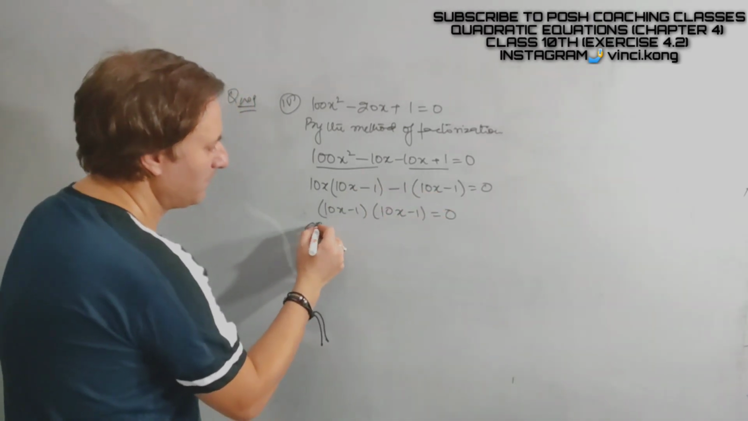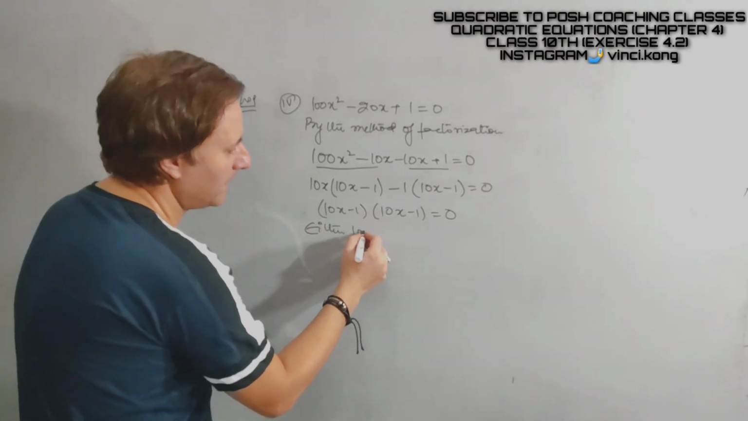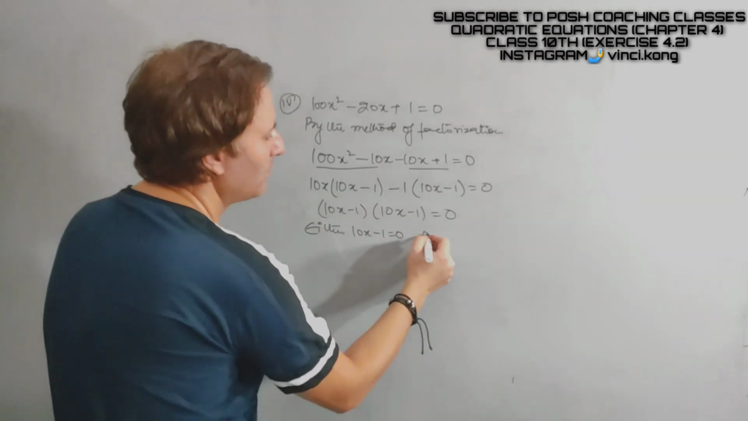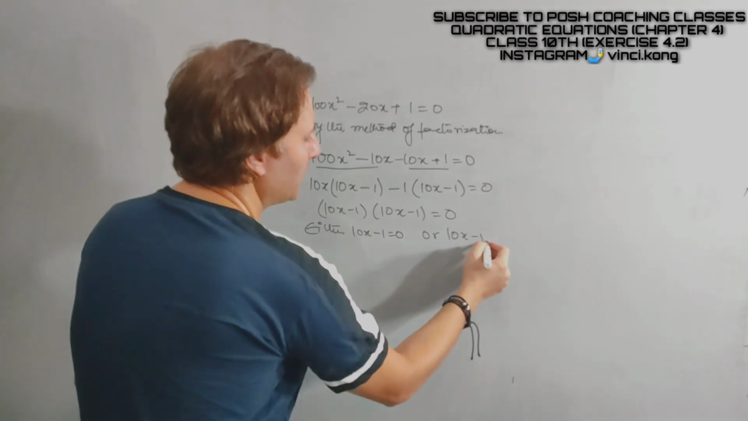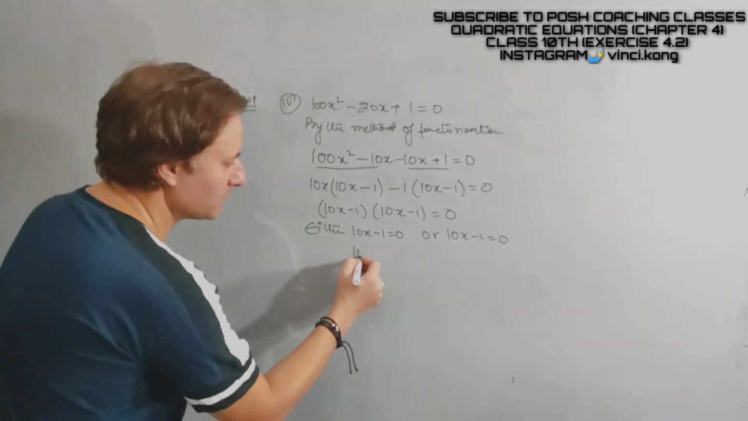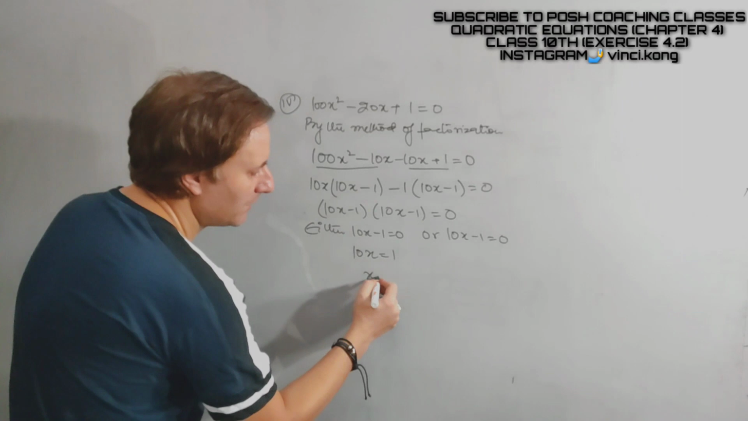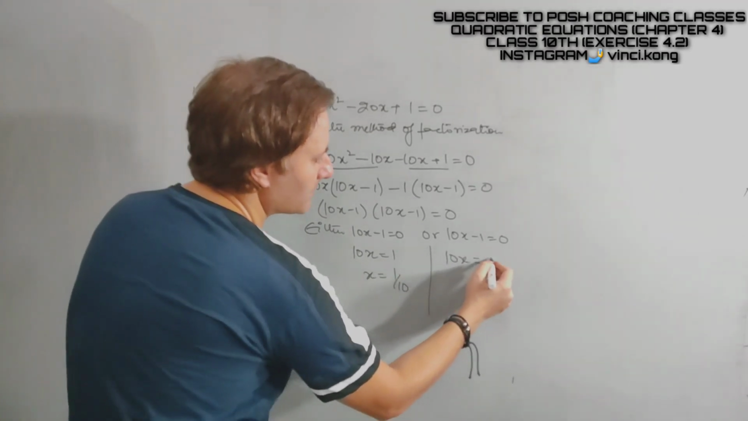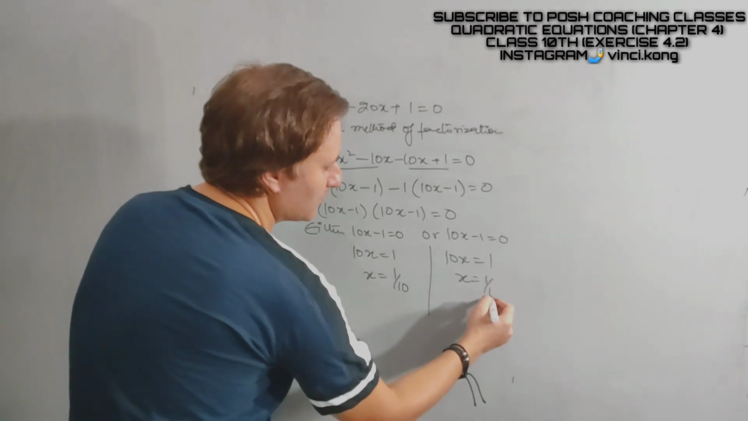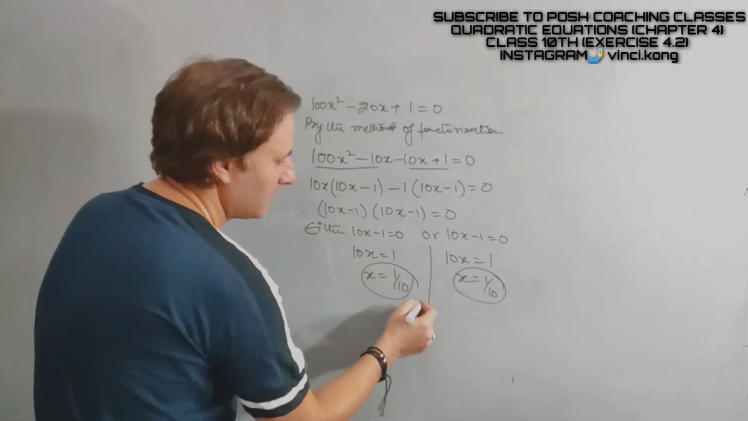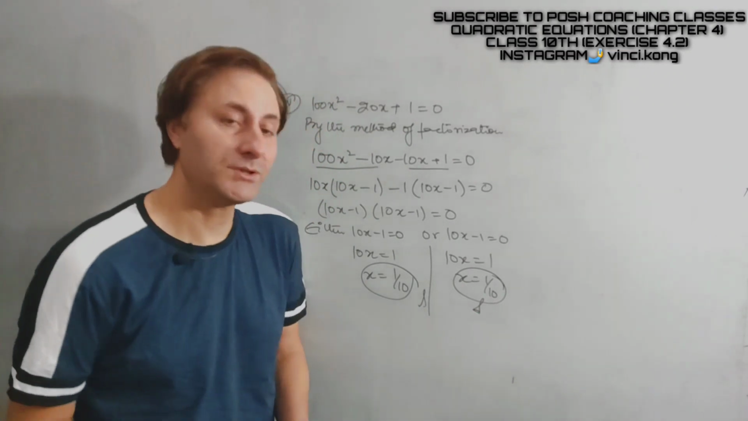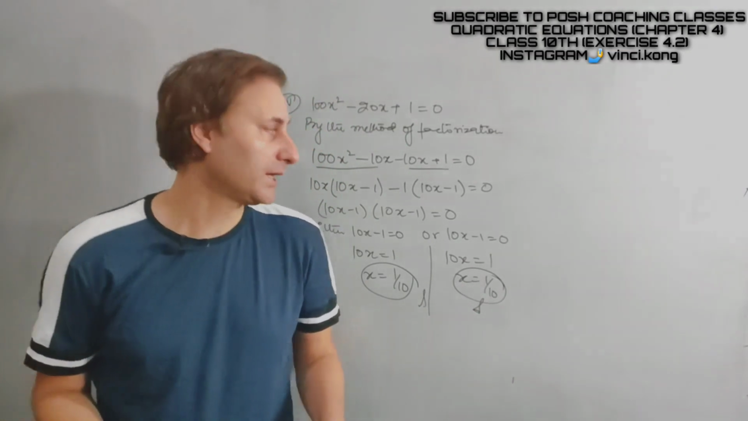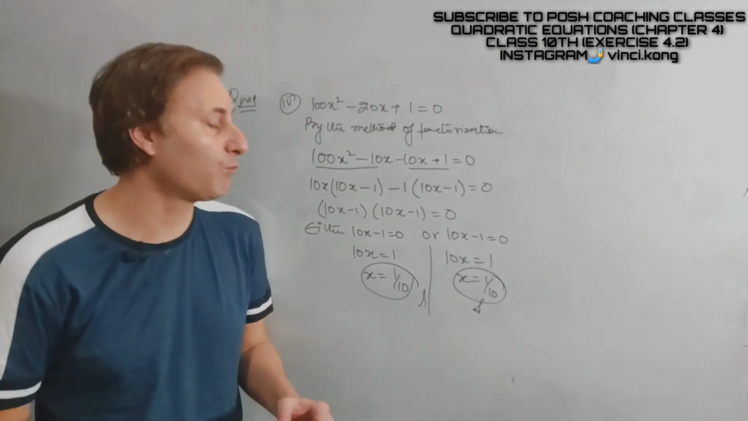So either 10x minus 1 is equal to 0 or 10x minus 1 is equal to 0. So 10x is equal to 1, x is equal to 1 upon 10, and here also I have the same thing, so x is equal to 1 upon 10. Right? So this is question number 1, and not that difficult but very important.